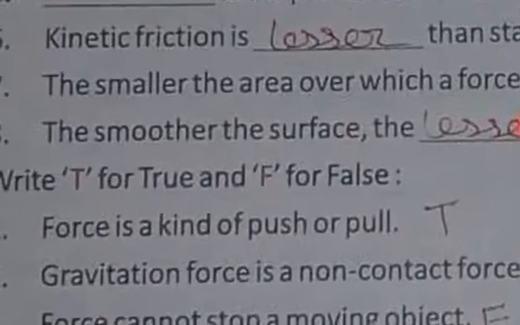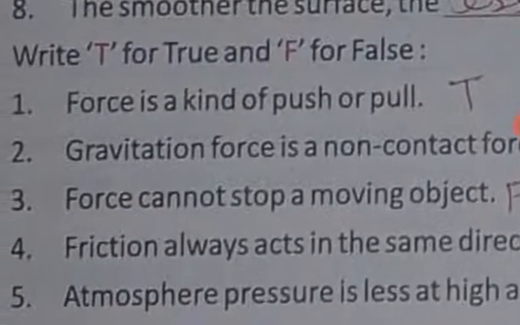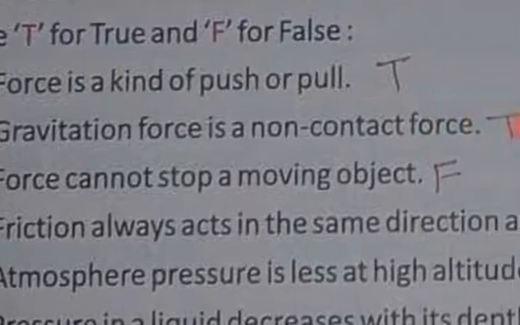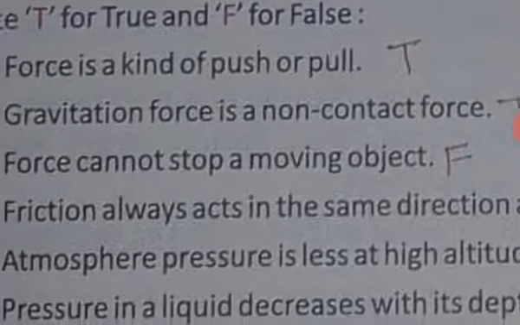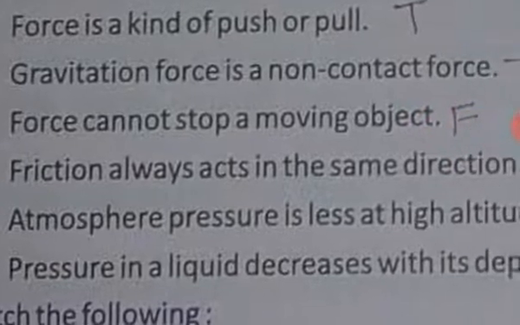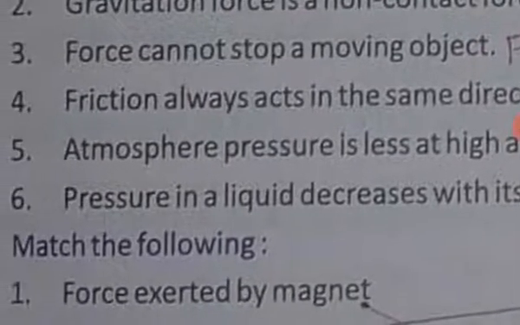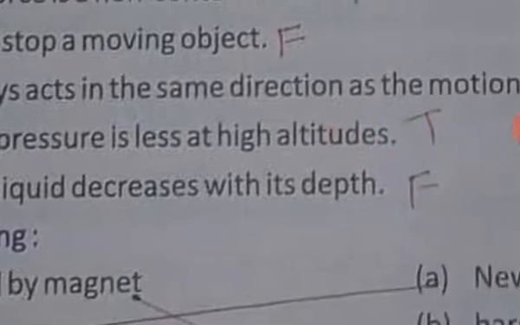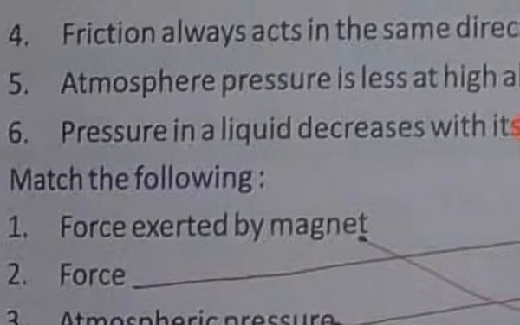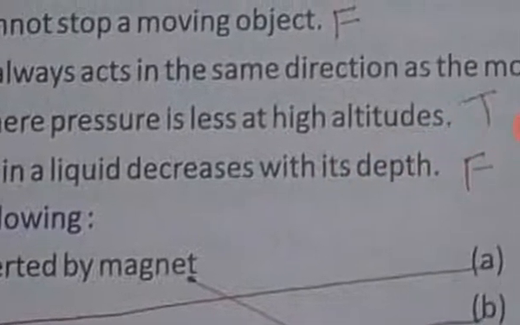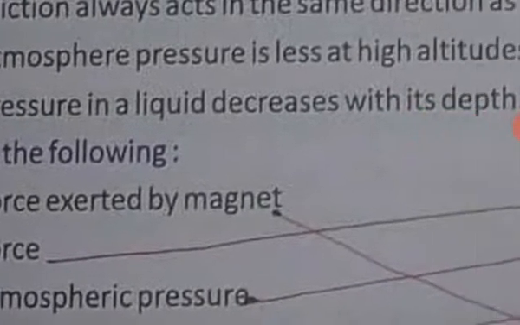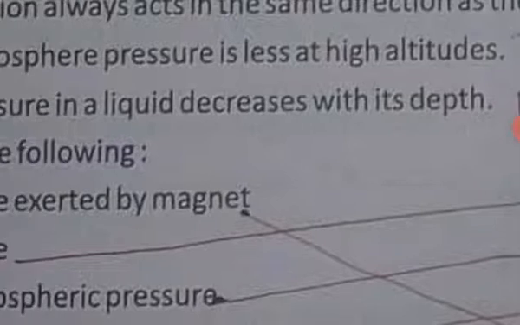Write true or false. And the first is, force is a kind of push or pull. True. Second, gravitational force is a non-contact force. True. Force cannot stop a moving object. False. Friction always acts in the same direction as the motion. False. Atmospheric pressure is less at the high altitude. True. Pressure in a liquid decreases with its depth. False. Match the following.